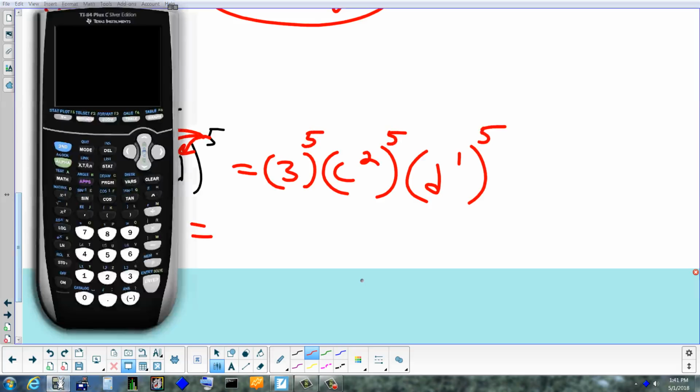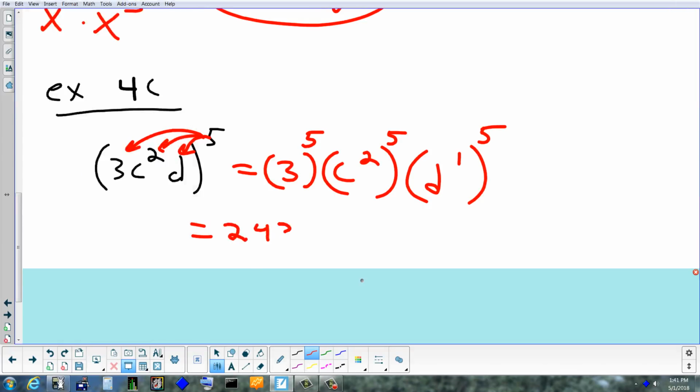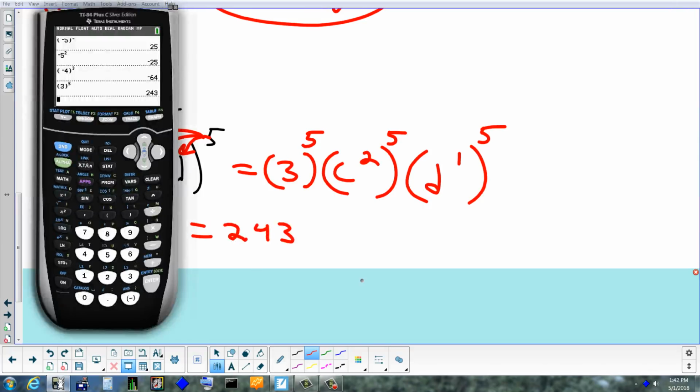Now, 3 to the 5th, we can use our calculator. Remember, not 3 times 5. It's 3 times 3 times 3 times 3 times 3. That's 243. If it starts to get too big, we're not going to work it out. If it gets to like 3 to the 20th, we're just going to leave it. But 3 to the 5th is only in the hundreds, so we'll do it out.